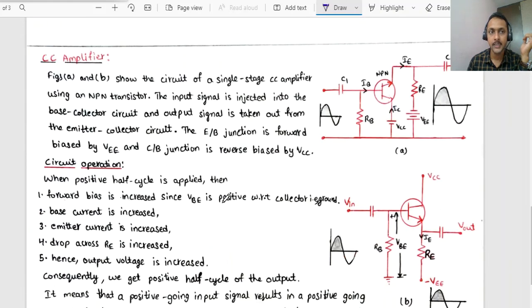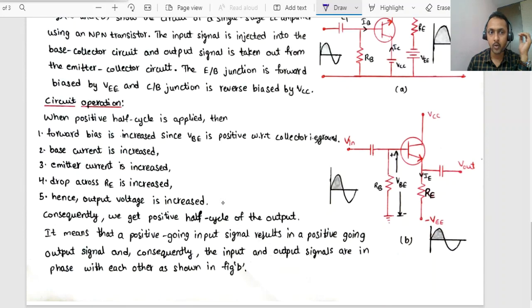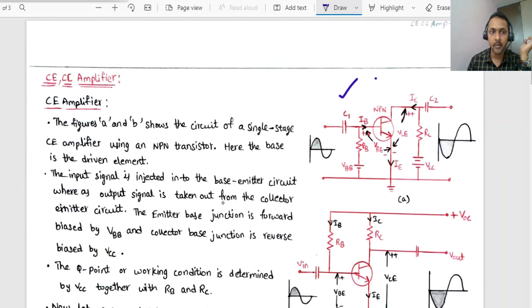And also we will discuss the common collector amplifier, where we give the input and where we have to take the output. Those parameters are important in a circuit diagram: the directions of current, the polarities of the voltages, and where the input is to be given and the output is to be taken. Those are to be highlighted. We will also discuss the circuit operation of the common emitter amplifier and the common collector amplifier.